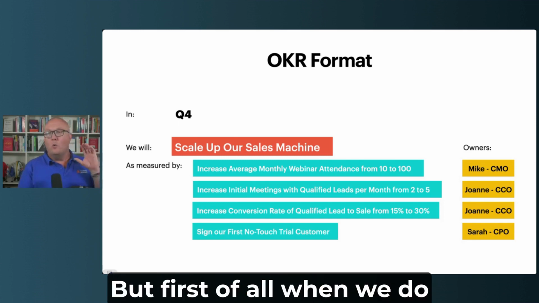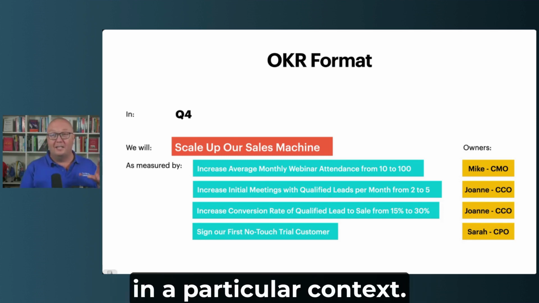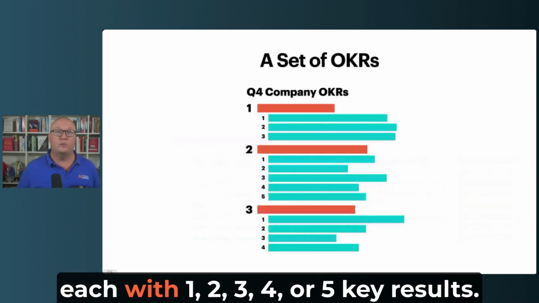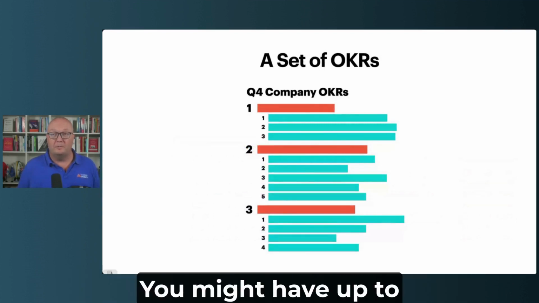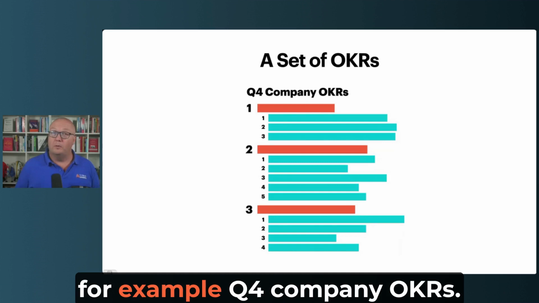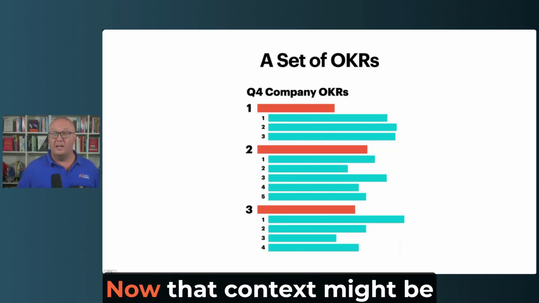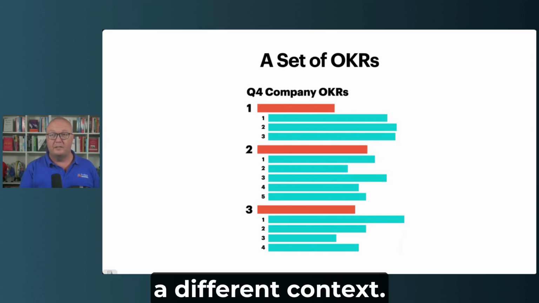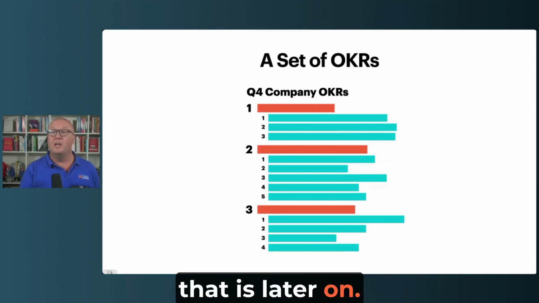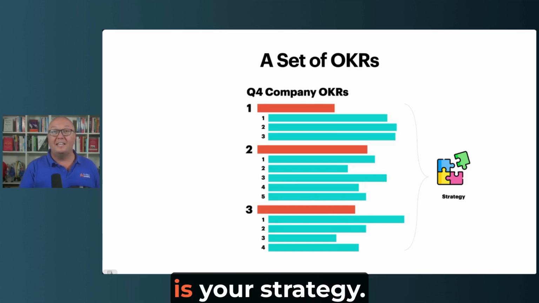But first of all, when we do these, we're often doing this in a particular context. So you might have a set of OKRs, a couple of objectives, each with 1, 2, 3, 4, 5 key results. You might have up to 3 objectives. I recommend less than 3. And these would be for example, Q4 company OKRs. This is your OKRs for your company. Now, that context might be a different context. It might be your team, it might be a product group or whatever. We'll get into what that is later on. But what these represent is your strategy.